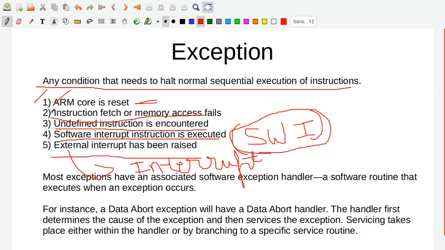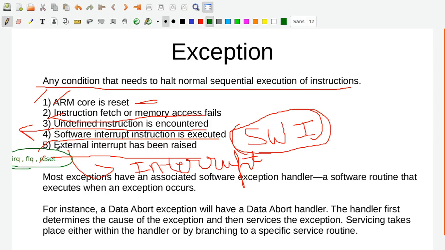When the ARM core is reset, or an instruction fetch or data fetch from memory results in a failure, or an undefined instruction which is not defined in the instruction set, where you wrongly define an instruction, or a software interrupt instruction, SWI, is executed, or some external interrupt has been raised. There are external interrupts, maybe IRQ as well as FIQ. We can include the reset button also, which is also one kind of interrupt. So these 3 kinds of external interrupts can be raised here.